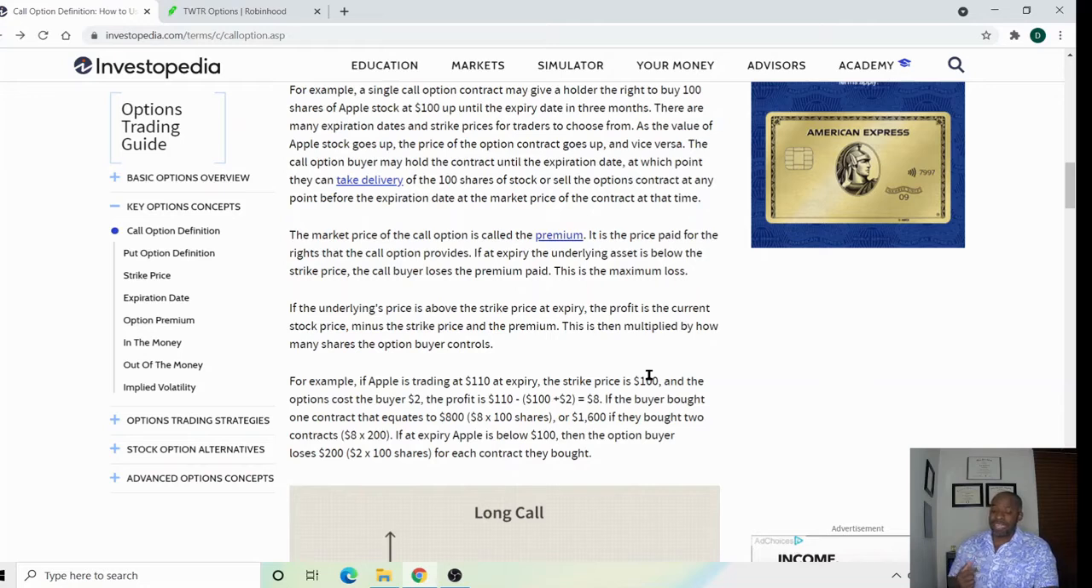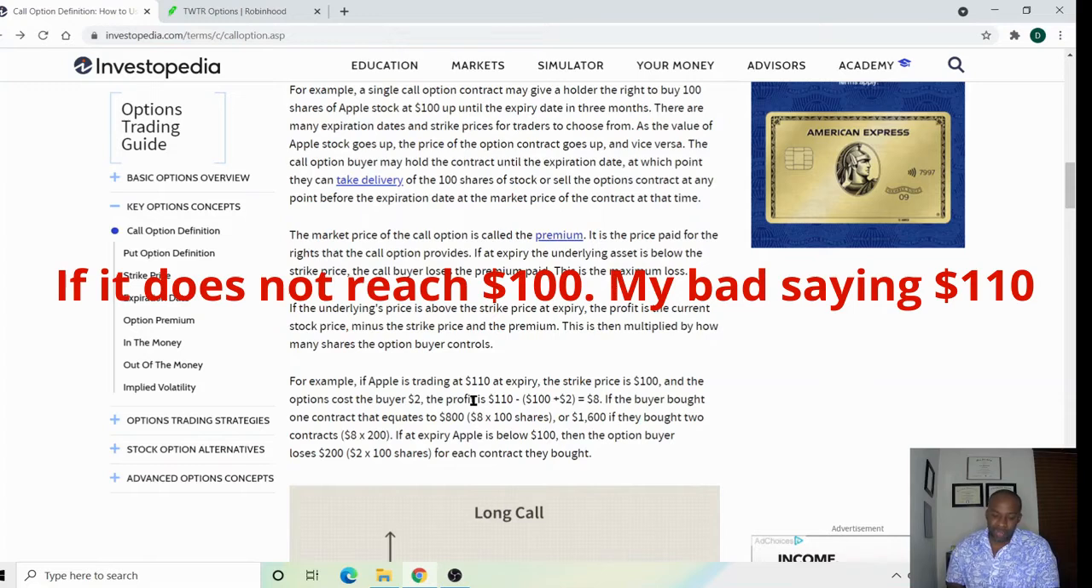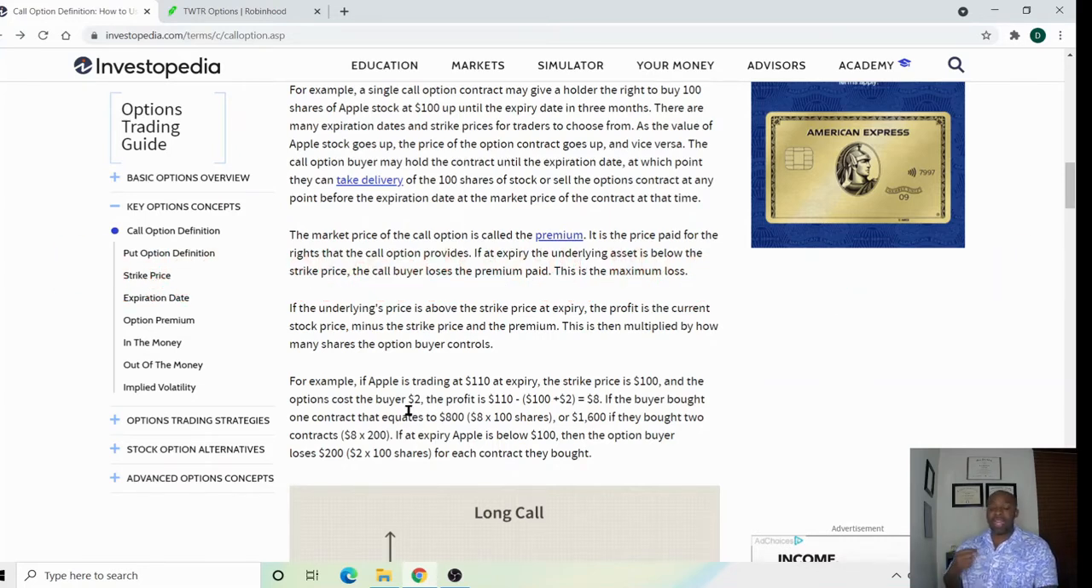Now, of course, that sounds good, but the downside is if Apple does not get to 110 before your expiration date, you lose the whole premium, which would have been $10,000 in that example, or in the example they're giving here, $200.